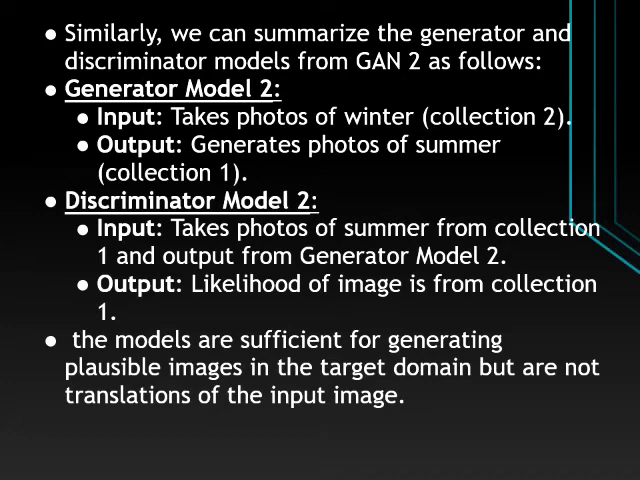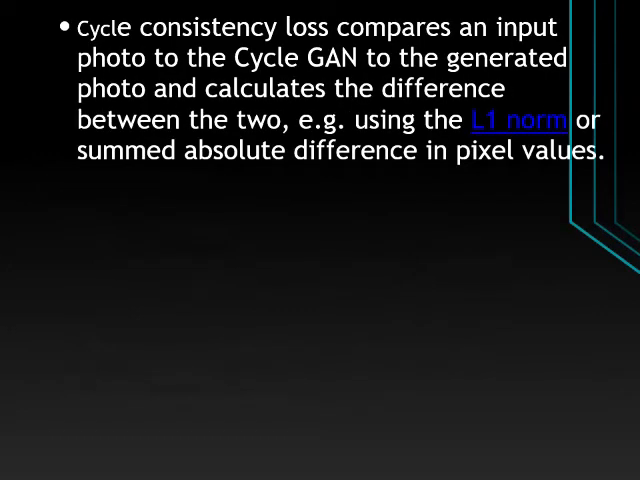So the models are sufficient for generating plausible images in the target domain but are not a translation of the input image, because the generator will do anything to the original image in order to convince the discriminator model. Cycle consistency loss compares an input photo to the CycleGAN to the generated photo and calculates the difference between the two, for example using L1 norm or summed absolute difference in pixel values.